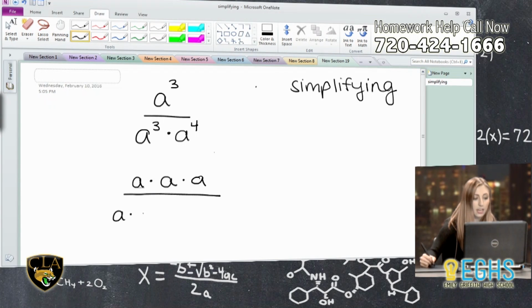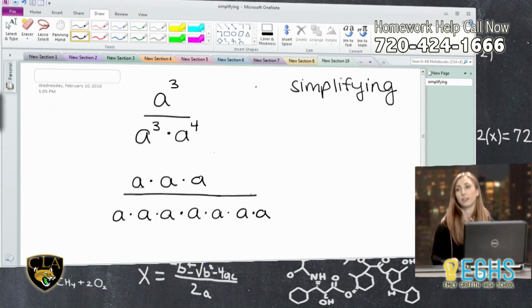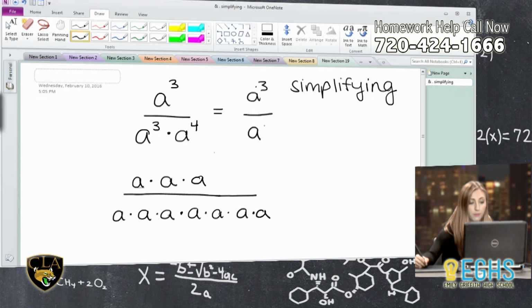So again, a times a times a. And then I also have a to the fourth, so times a, and then that's 4 a's. So altogether, you can kind of see it on the bottom. On the denominator, there are 7 a's, hence a to the 7th. So really, if I were to simplify this a little bit, I have a to the third over a to the 7th. That's simpler, but it's not the simplest way.